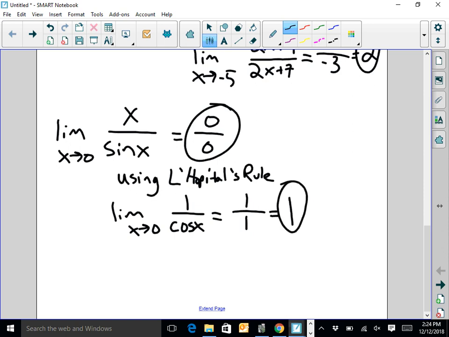Just remember, you don't have to write that you're using L'Hopital's rule if it's a multiple choice question on the AP exam. But you do need to both show that L'Hopital's rule will work, so either 0 over 0 or infinity over infinity. And you need to state that you're using L'Hopital's rule.